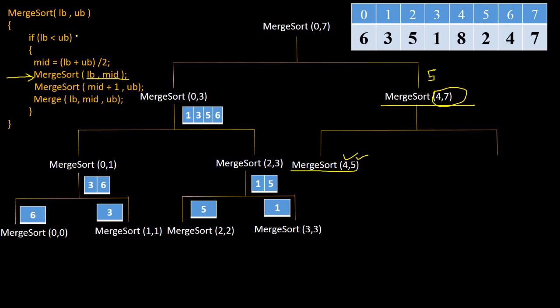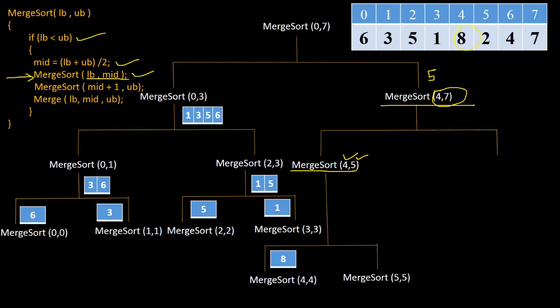This if condition is true for this, again mid will be calculated, and again the left merge sort function will be called. How will it be called? 4 comma 4, and 4 comma 4 will give you the fourth index element, that is 8. And again 5 comma 5 will be called. It will give you index element 2. After that the merging will be done as 2 comma 8.